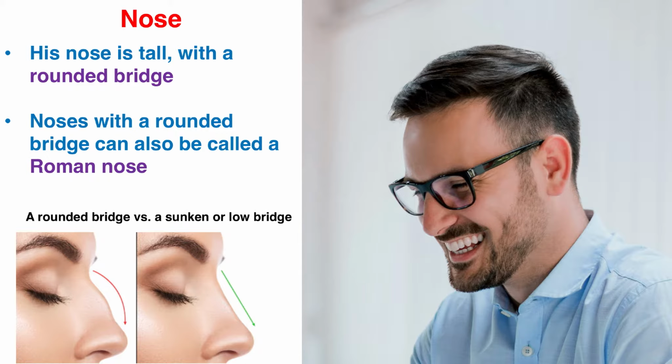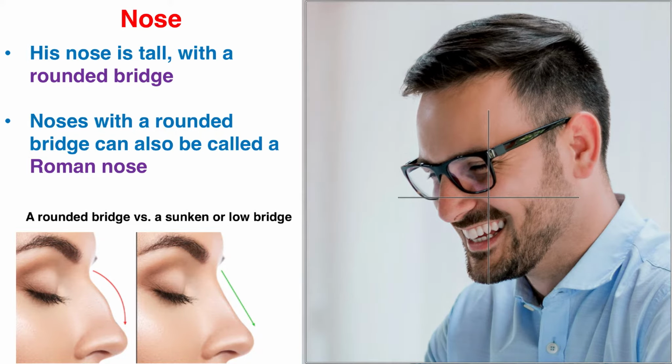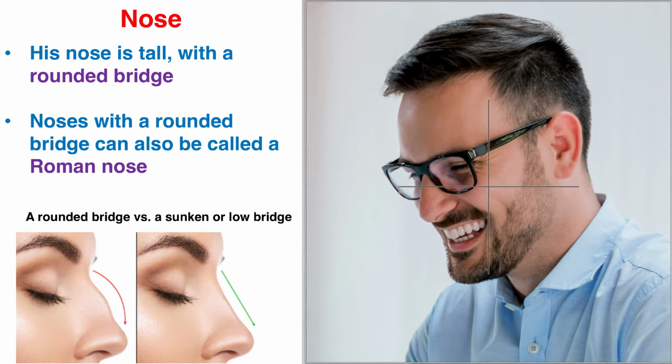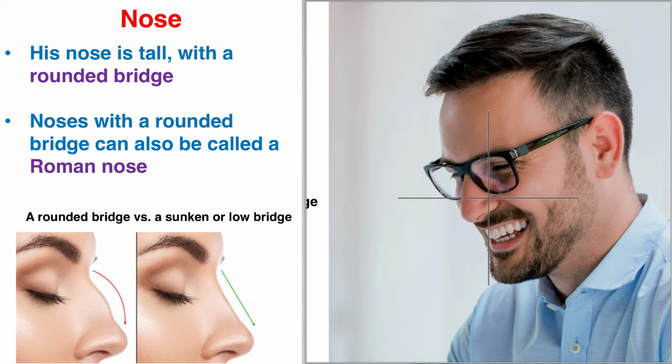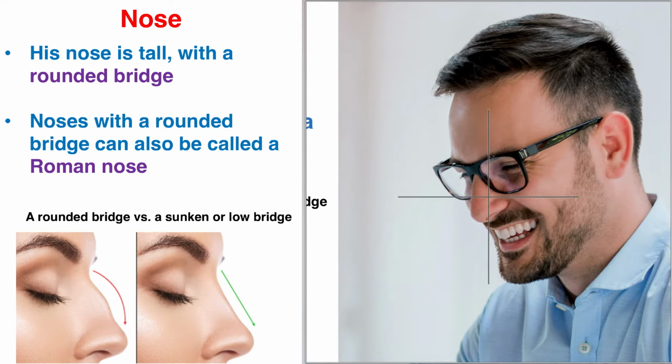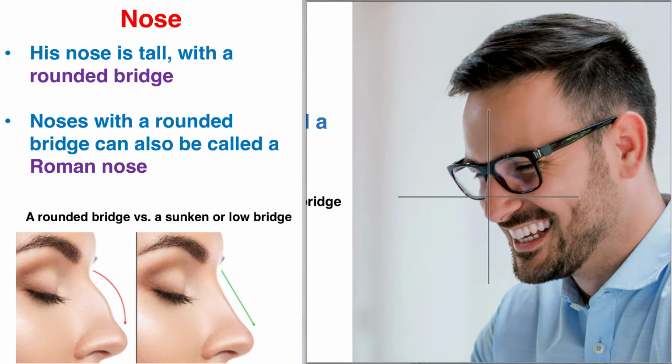So you could describe his nose as being tall with a rounded bridge. So first, his nose is tall. Here is his cheekbone, and his nose rises a good deal off of his cheekbone. So he's got a nice tall nose.